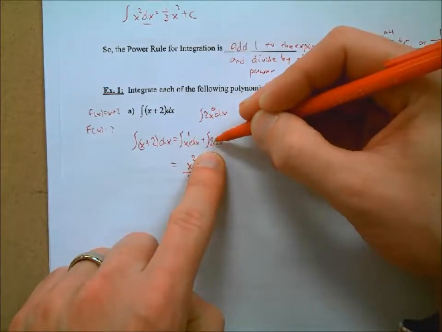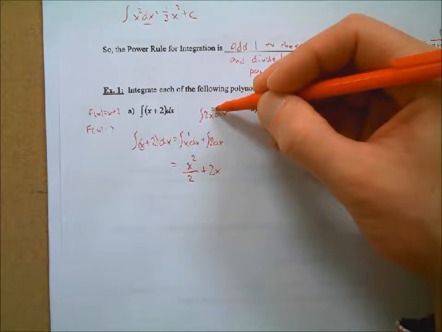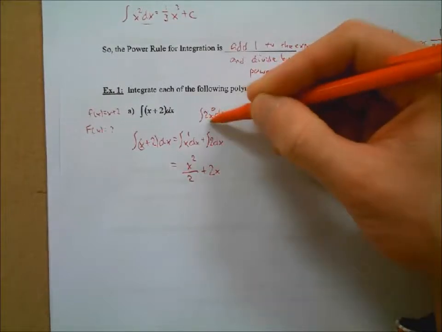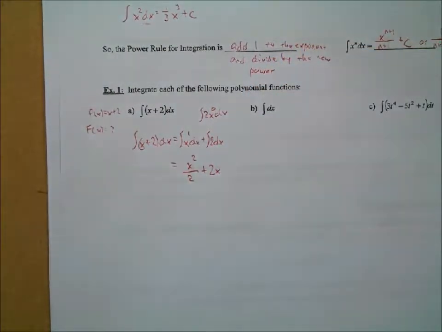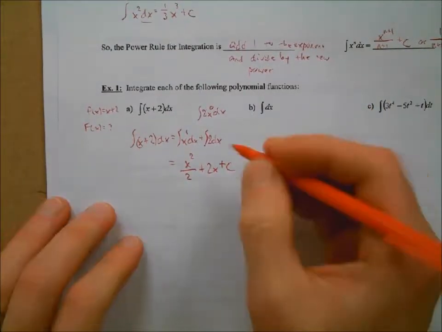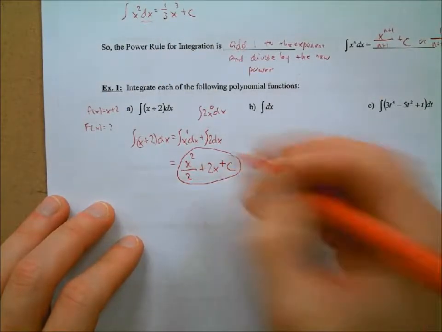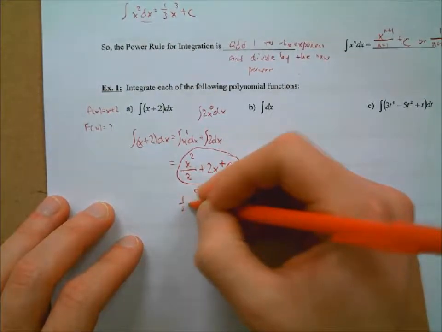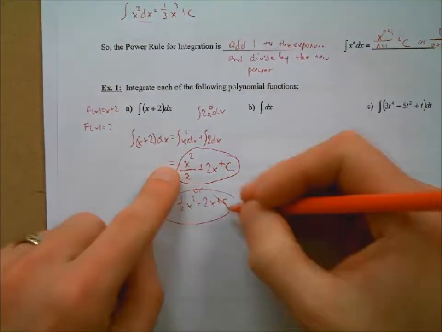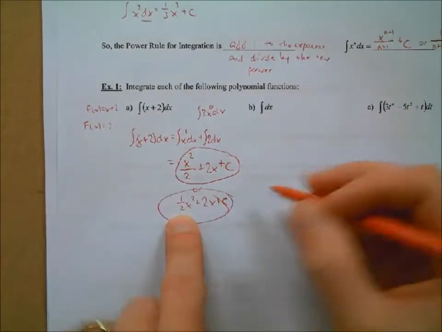And so we add 1. We add a power, add 1 to our power here. So 0 plus 1 is 1. So we get x to the 1 here. And then divide it by 1, so it's still just going to be 2x. So it follows the power rule that we established already. And of course, don't forget your plus c at the end for our answer. Okay. Or if you prefer to not have the x squared over 2 like that, you can make it 1/2 x squared plus 2x plus c.